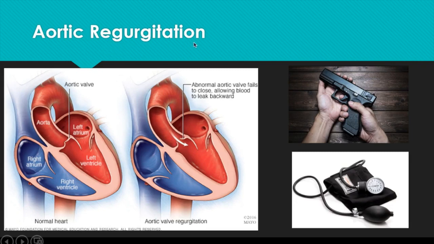Aortic regurgitation is a diastolic murmur, meaning you hear it during diastole while the heart's relaxing, and anytime you hear a murmur while the heart is relaxing, it is pathological. So here the blood should go from the left ventricle to the aorta, but when the heart starts relaxing, it goes backwards. The test question may describe a pistol shot femoral pulse, and the patient may have a widened pulse pressure.